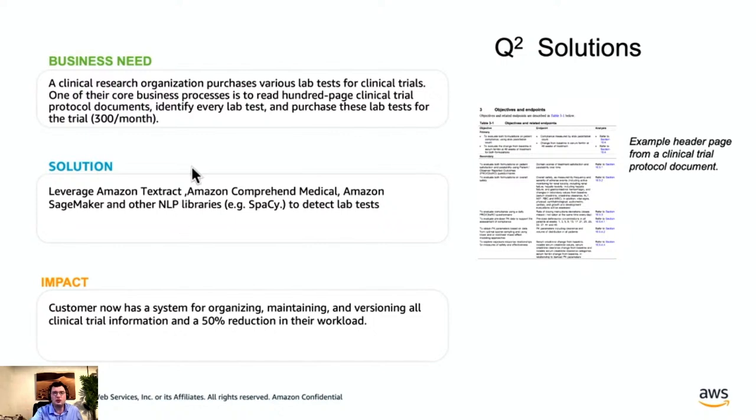And I want to emphasize one more point here. I showed previously the AI/ML services stack, the three-layered stack that I showed before, of AI services, SageMaker, and ML frameworks and infrastructure. You can pick and choose which of these to use. So in this particular example, using Textract and Comprehend Medical, but then your own models within SageMaker.